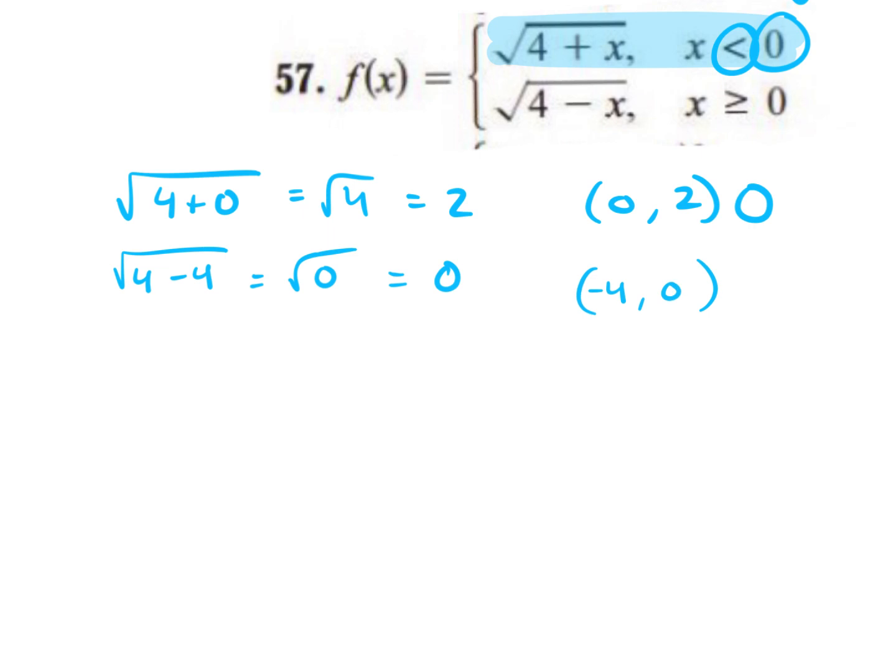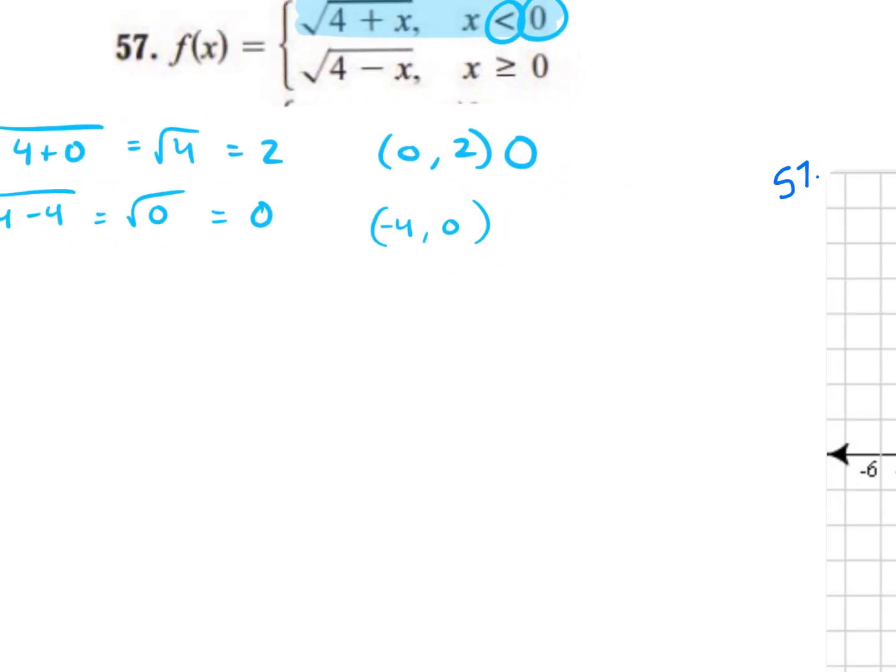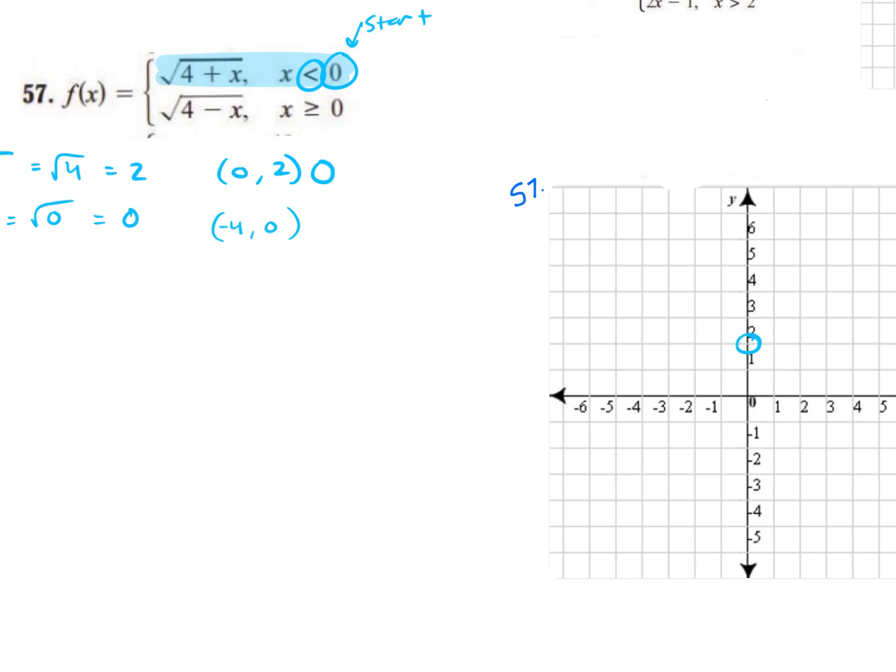The number that you plug in is your x. You're plugging it into x, so that's going to be your x in the point. What you end up with as a result, that's your y. This point just gives us direction, so it doesn't matter if it's open or closed. It's just a point on our line. So we're going to go to the left 4 and stay at 0.